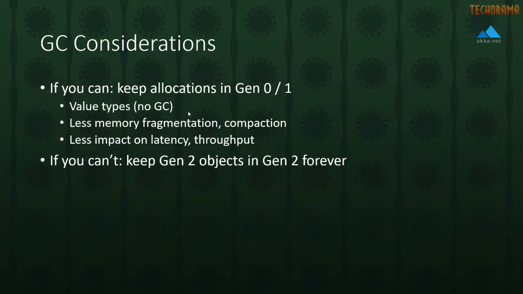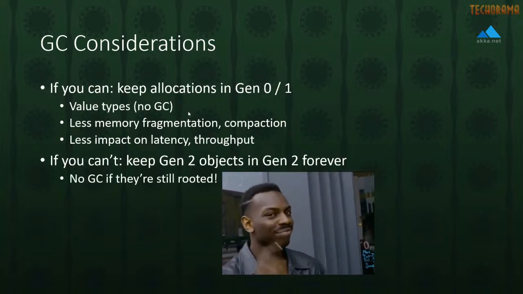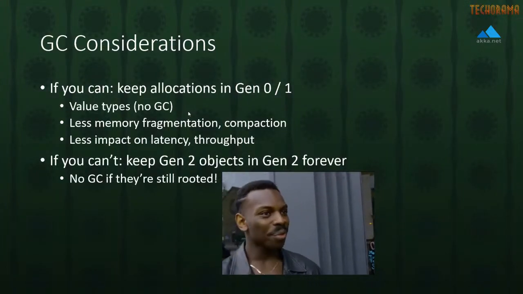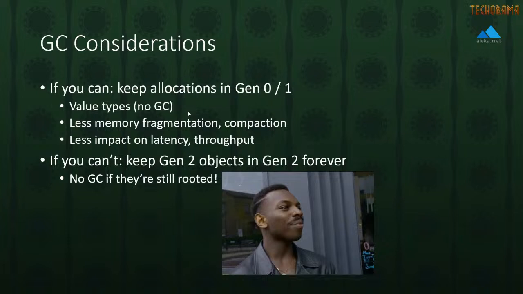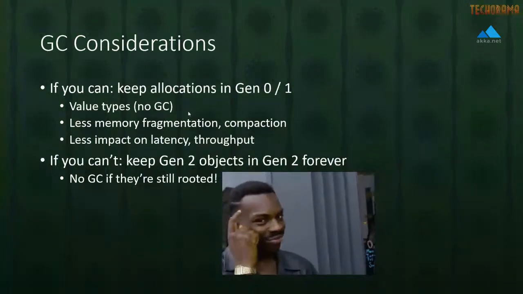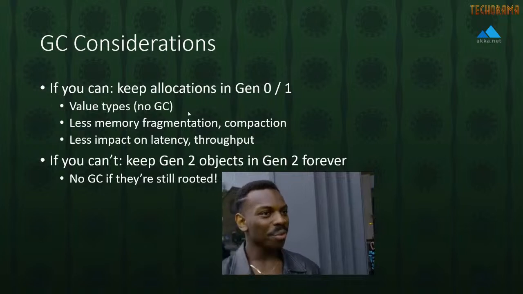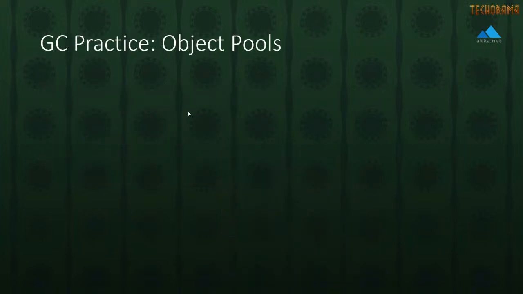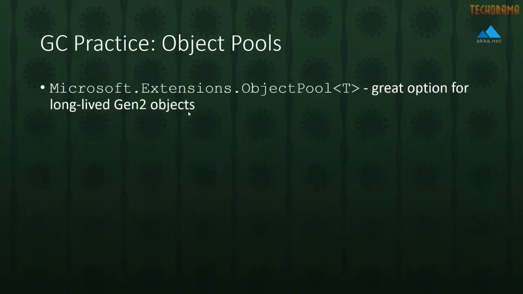One of the other strategies you can use is keep Gen 2 objects in Gen 2 forever. So there's not going to be any garbage collection overhead for objects that are still rooted, because we're going to be able to instantly see this object still has roots from other parts of our application. Therefore, we can't free those up and collect them right now. So one example of being able to keep objects in Gen 2 forever is using object pools.